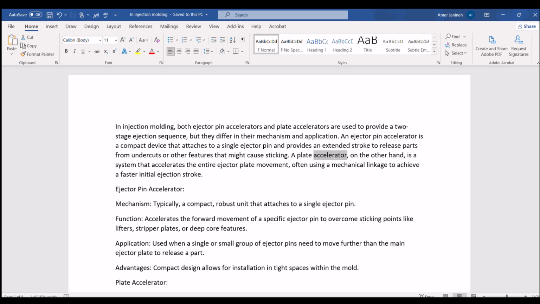A plate accelerator, on the other hand, is a system that accelerates the entire ejector plate movement, often using a mechanical linkage to achieve a faster initial ejection stroke.